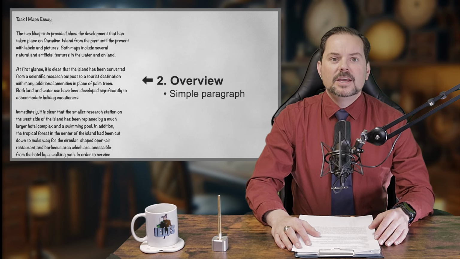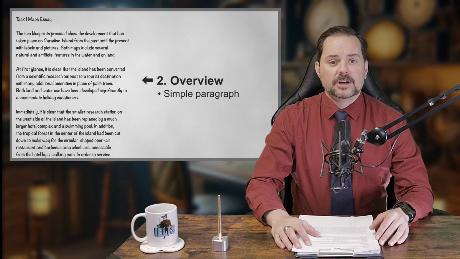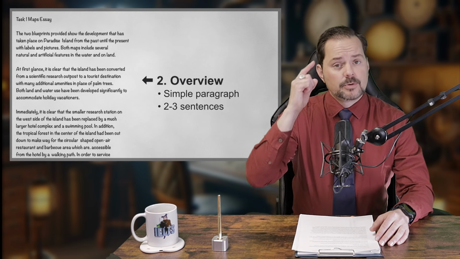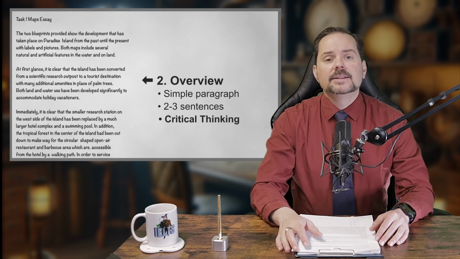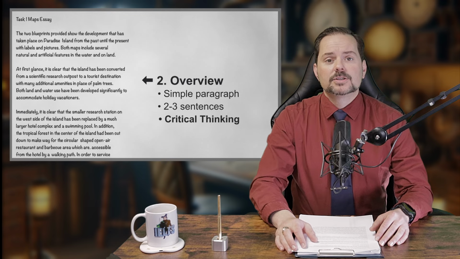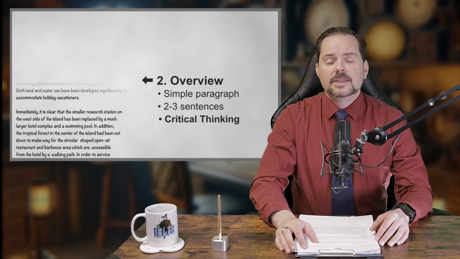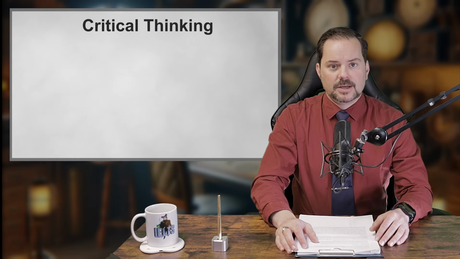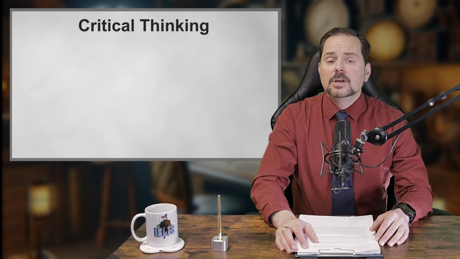The overview, similarly to the introduction, is also a relatively simple paragraph made up of 2 to 3 sentences, and it also requires your critical thinking. Most candidates make a mistake by just looking at the biggest and the smallest, or the most and the least. They will state something like, "The most significant change is in the middle of the island where there is now a hotel." However, good critical thinking suggests that for maps, you need to have clear structure.